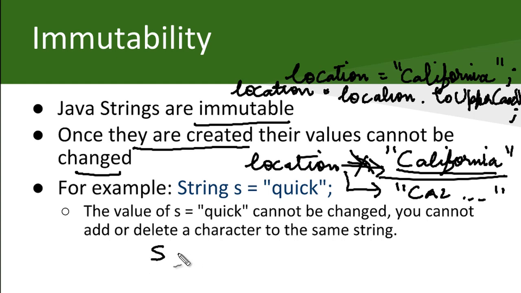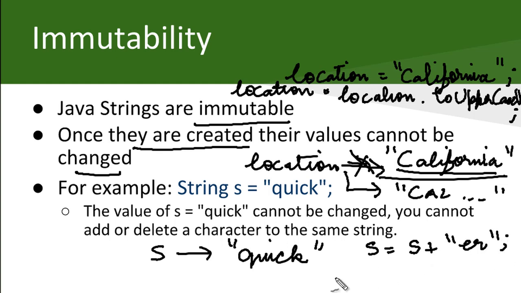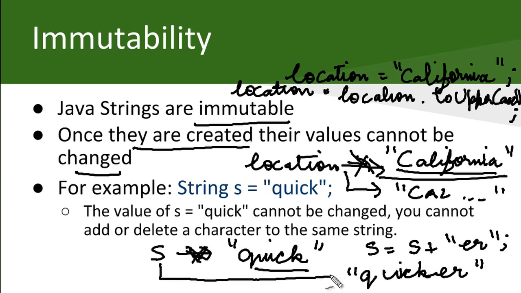Similarly, we have this example, s equals quick. So a string is created with the s reference variable pointing to the object quick. Now if I have to add two characters to it and make it quicker, I can do s equals s plus er. What this will do is make a new string. It won't add to the previous string. The string once created cannot be changed. A new string will be created which will be quick plus the characters you mentioned, er, and s now stops pointing to quick and points to quicker.